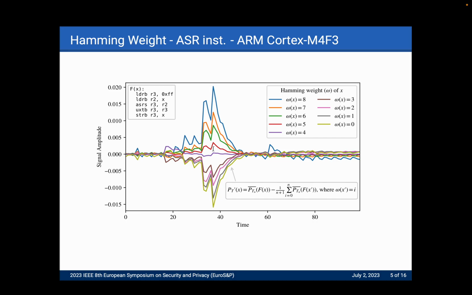The graph shows the average of 1000 power traces collected from an ARM Cortex-M4 microcontroller with random input X executing f of X. f of X consists of five instructions only. The code is the same and only data is different for each execution. For instance, the green line here shows f of X's signal behavior when the Hamming weight of X is 6. Actually, all Hamming weight classes are clearly distinguishable, such as Hamming weight 6 compared to Hamming weight 1, right? So if the difference is large, it is more distinguishable.